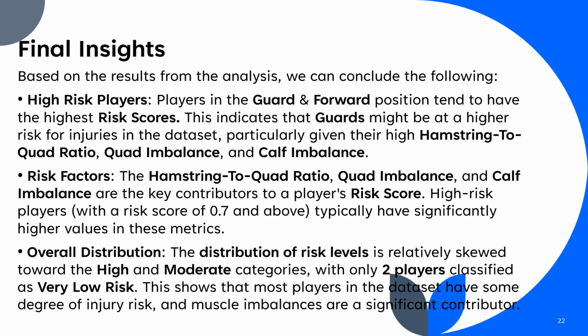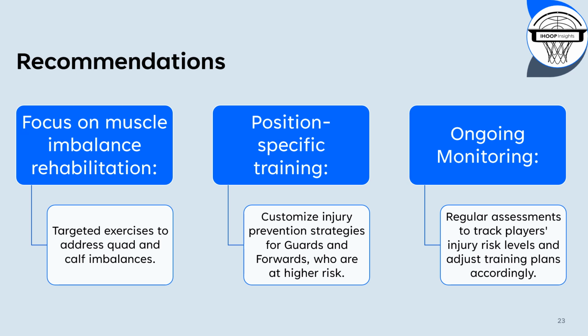There are a few risk factors. The hamstring to quad ratio, quad imbalance, and calf imbalance are the key contributors to a player's risk score. High risk players with a risk score of 0.7 or above typically have significantly higher values in these metrics. And the distribution of risk levels is relatively skewed towards high and moderate categories, with only two classified as very low risk. Maybe having older data such as 2022, 2021 will help us have a more proper distribution of the risk levels. And a few recommendations which we are going to give to the committee.